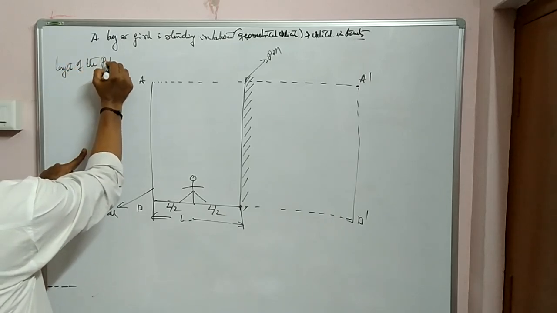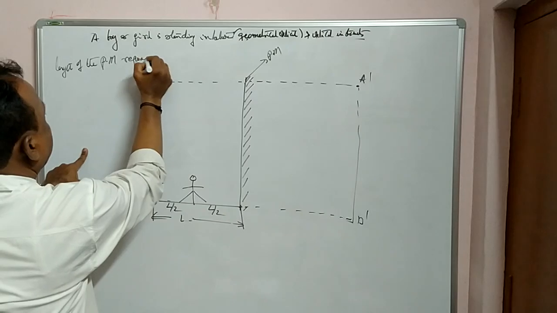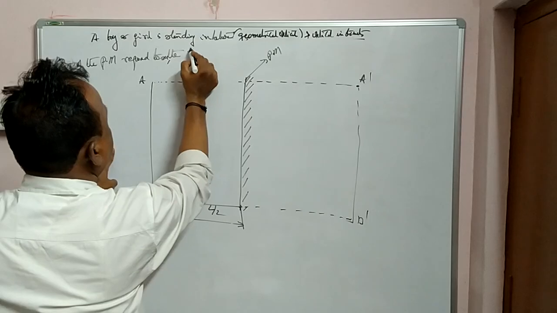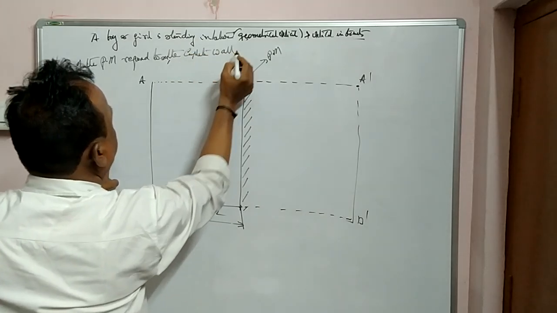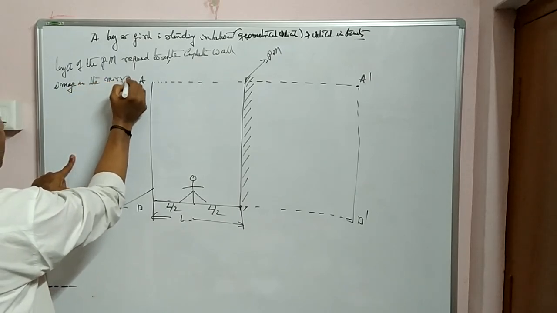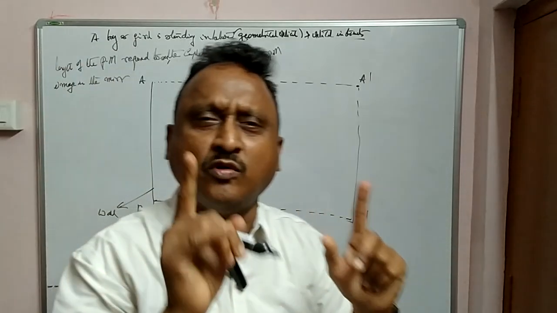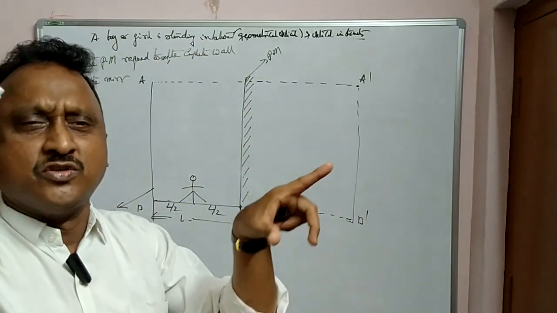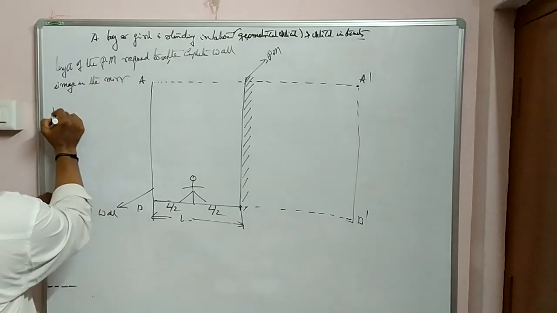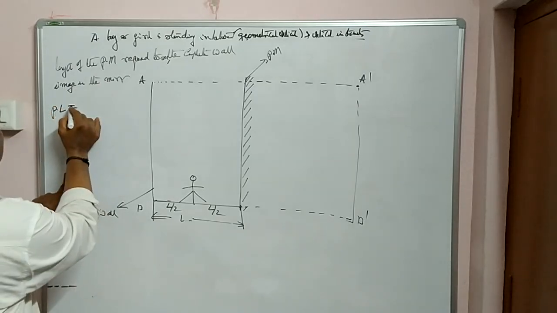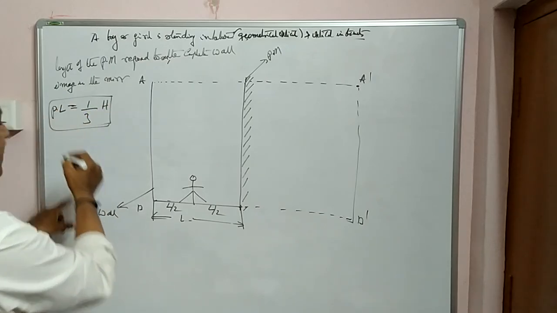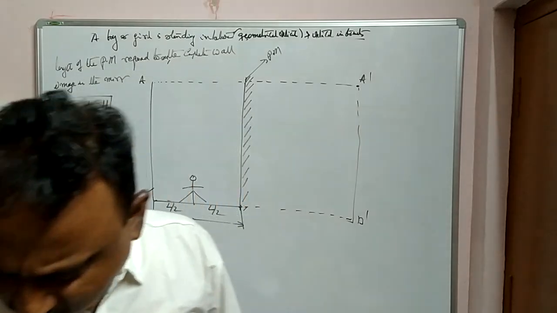Length of the plane mirror required to see the complete wall image in the mirror. Again the same old process: two light rays, one straight, one at an angle, join the lines, again geometry, triangles, and you will get it like this. So the length of the plane mirror required is, in general, 1/3 of h, or h by 3.